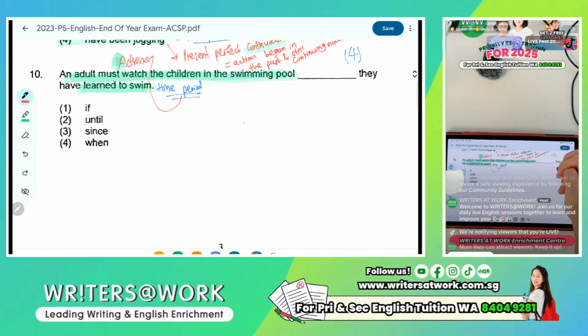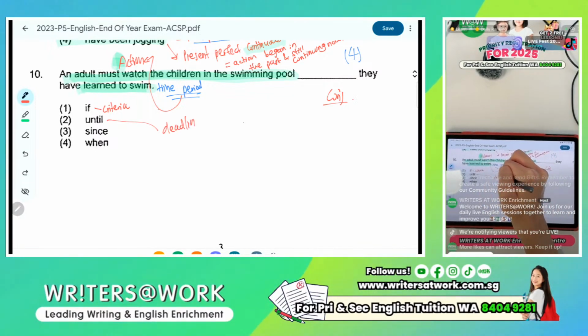So looking at all these conjunctions, we have option 1, "if." This is for criteria. If it rains tomorrow, I will not go to the park. Okay. "Until" here is for deadline. You have until Wednesday to submit your homework. "Since" here is for time. It's used to show time. Since 1965, Singapore has had an independent government. Alright?